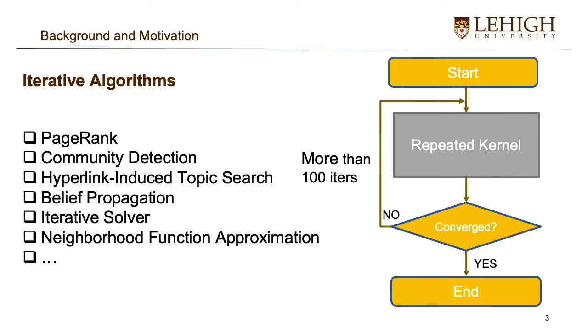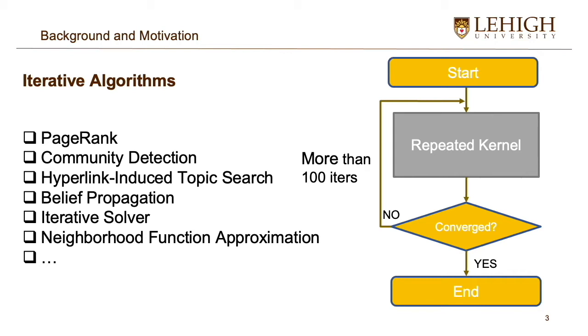Among these big data and irregular applications, iterative algorithms are widely adopted in different domains. This is because directly solving these large problems is often impractical, and using an iterative method can approximate the optimal solution in an acceptable amount of time. PageRank, community detection, belief propagation, and iterative solver are some of the examples. Most of these iterative algorithms take more than 100 iterations before they converge.